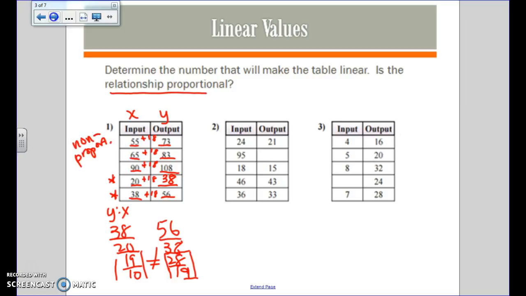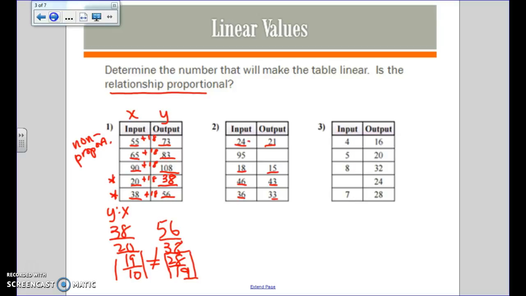Okay, non-proportional. It is linear because we made sure to follow the same pattern, but it is not proportional because the ratios of y to x do not match. So let's take a look at this next example, and I'm looking at 24 and 21 and their relationship. 18 and 15, 46, 43, 36, 33, and this one might be a little more obvious than the last one.